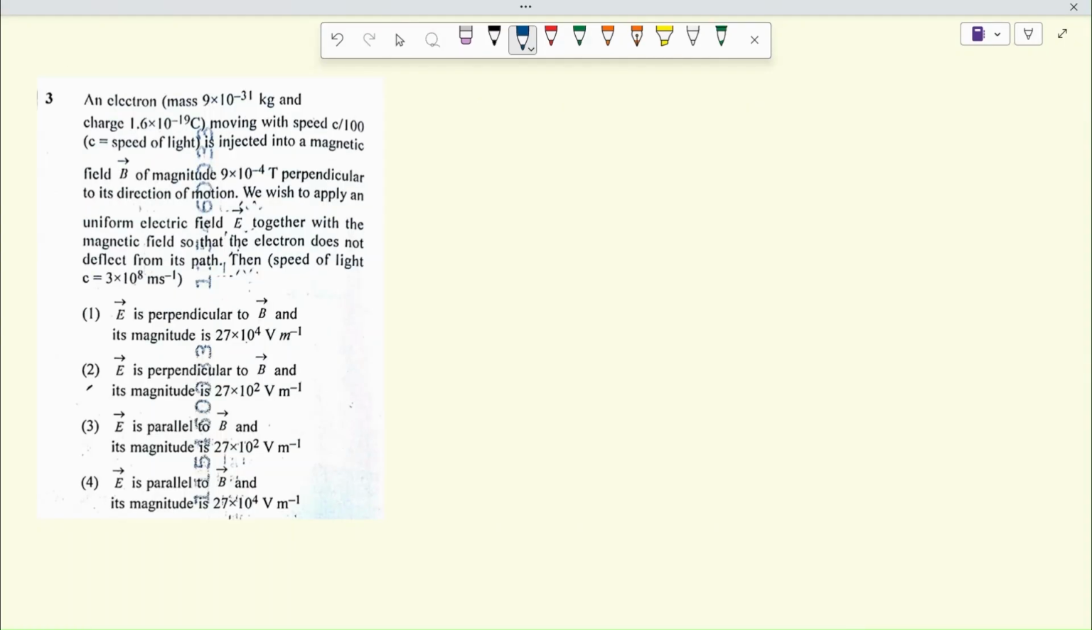Next one. Here, you know the condition for velocity selection, right? V equal to E by B, and E should be perpendicular to B. This is the condition for velocity selection. Now let us use this here. From this, what can we say? E is equal to V into B. What is V given here? 3 into 10 power 8 meter per second by 100. Given velocity is c by 100.